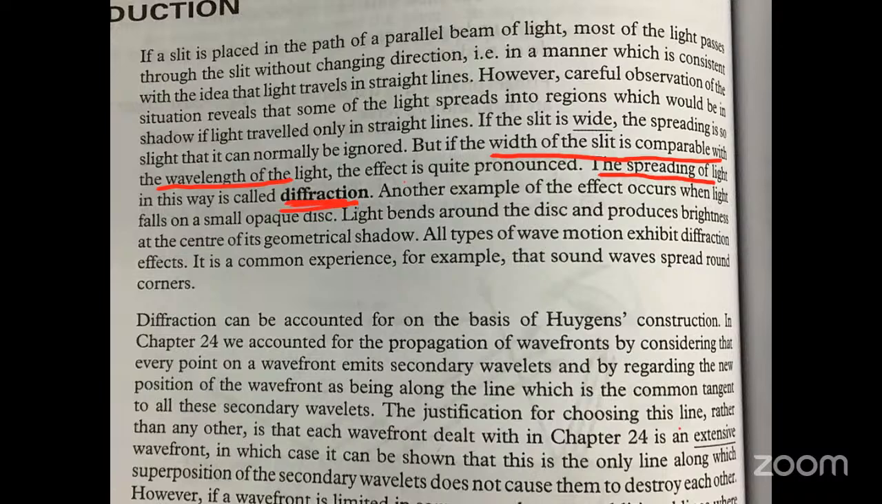Another example of the effect occurs when light falls on small opaque discs. The light bends around the disc and produces brightness at the center of the geometrical shadow. So basically, where you're supposed to have a shadow, you get light.